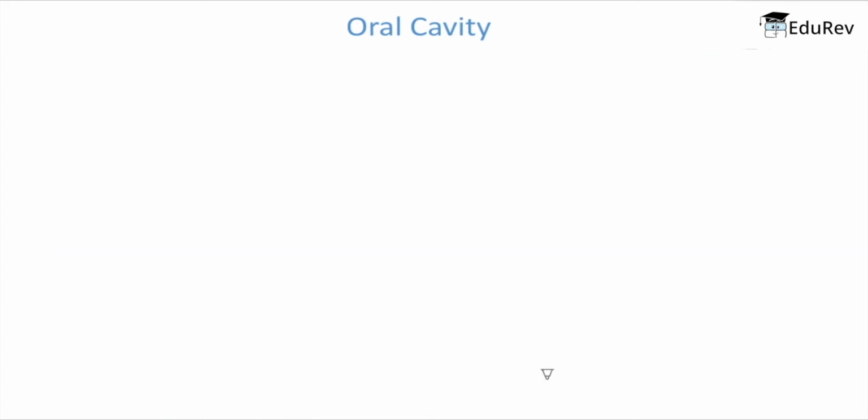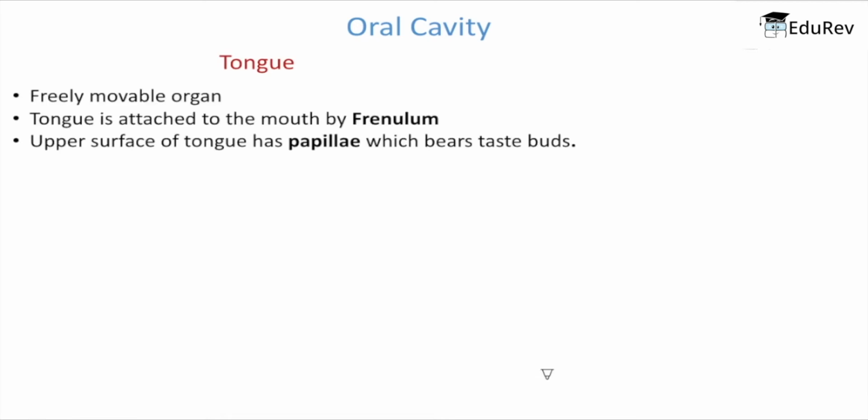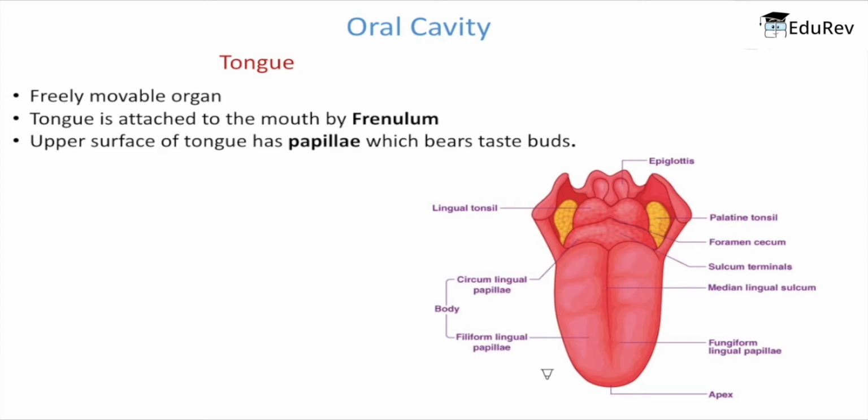Now let us talk about the tongue, which is also present in our oral cavity. The tongue is a freely movable organ, as you can feel inside your mouth also. The tongue is attached to our mouth, and the point of attachment is called the frenulum. Here is the upper surface of the tongue.